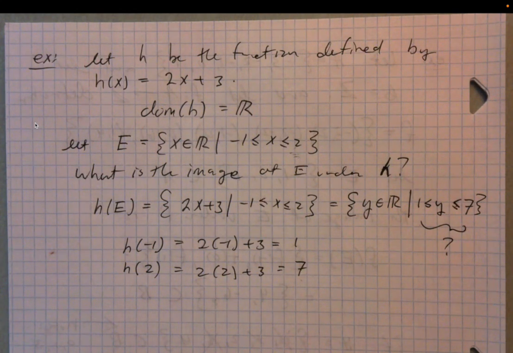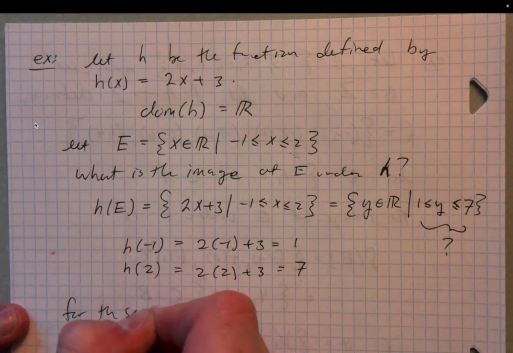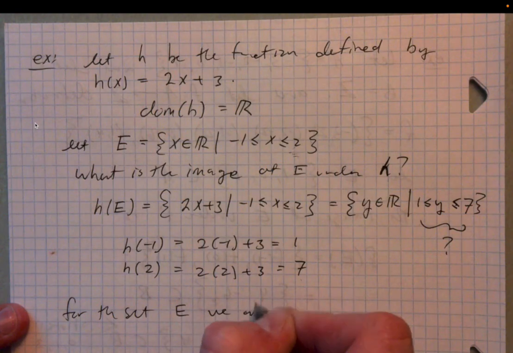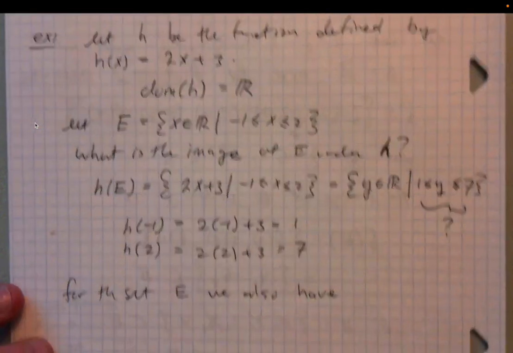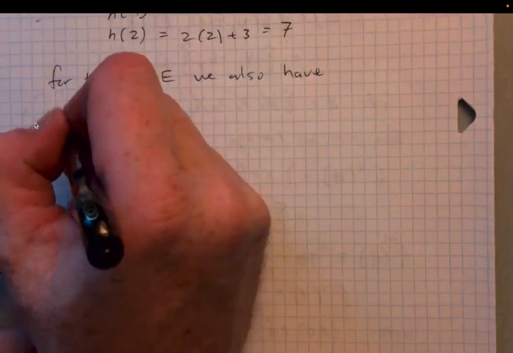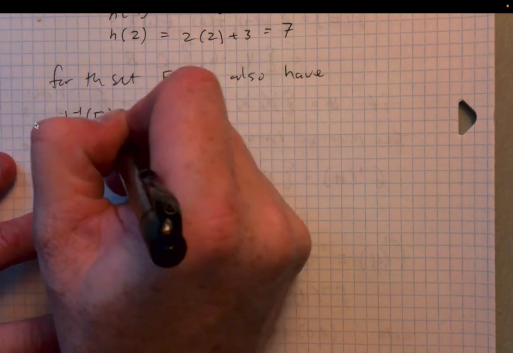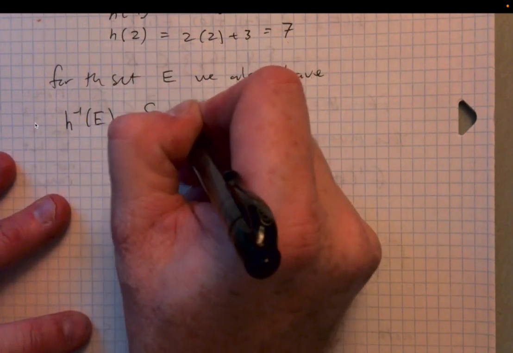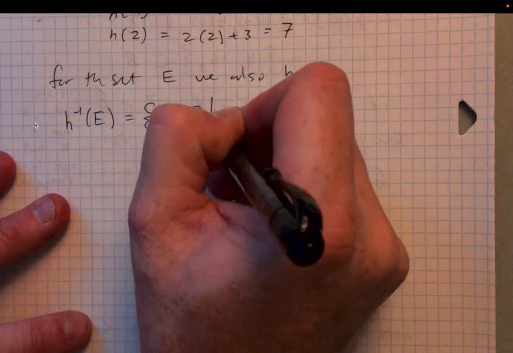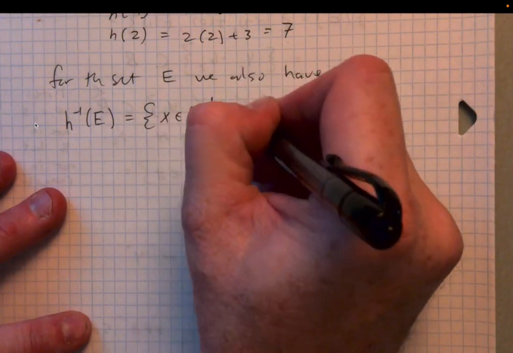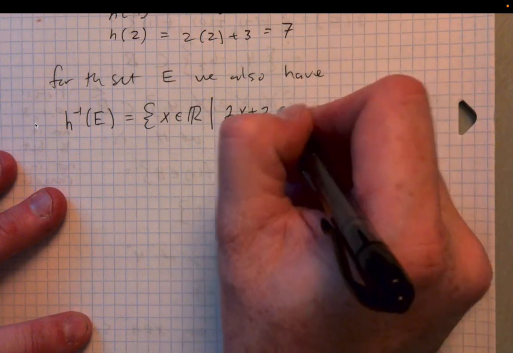Okay, now in this case, we also have an inverse set here, don't we? Okay, for the set E, we also have, right, what do we have? We also have that H inverse of E is equal to the set of X in R such that 2X plus 3 is in E.